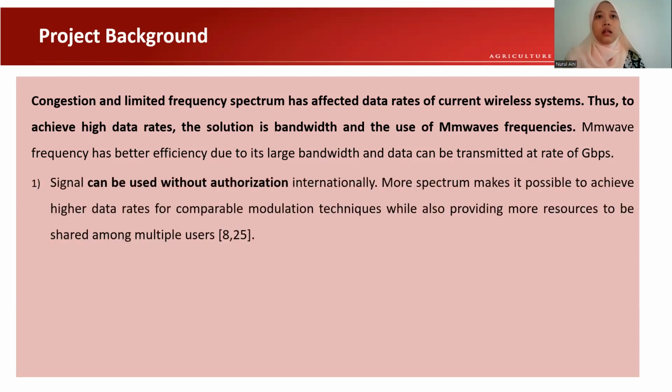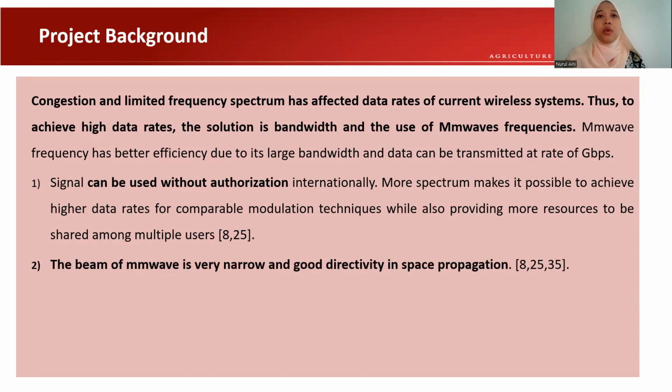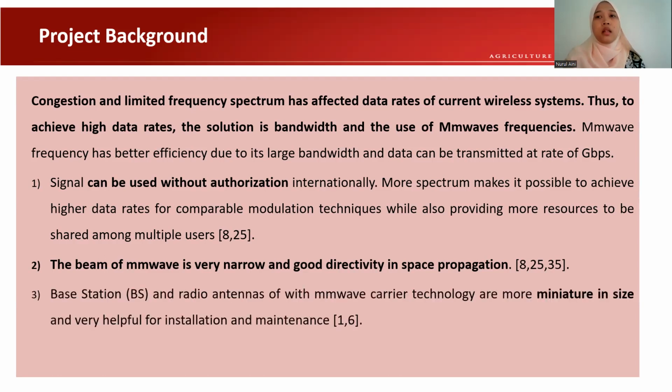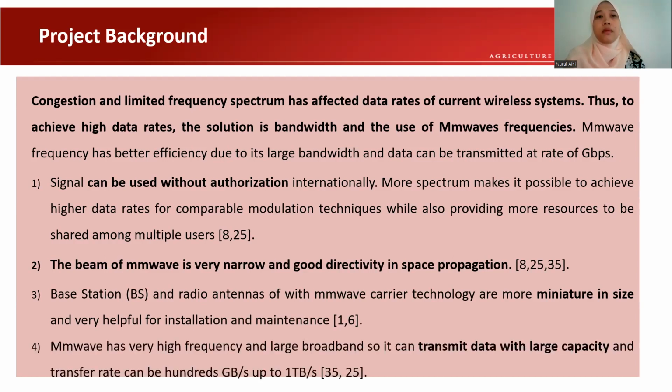Another benefit of millimeter wave is that it can be used without authorization internationally, so it has more spectrum. The beam of a millimeter wave is also very narrow, with good directivity in space propagation. The antennas are miniature in size, which is very helpful for installation and maintenance. And millimeter wave has very high frequency and large broadband, so it can transmit data with large capacity.